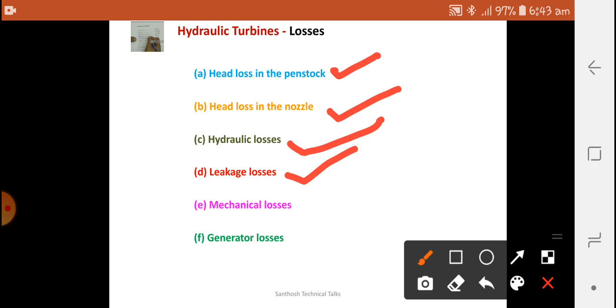After that, the turbine is a mechanical device which has rotating parts. Therefore, rotational friction comes into the picture, which is called mechanical losses. And generally, not all the rotation in the generator is converted into electrical energy, since only 40 or 50 percent of the rotational mechanical energy is converted into electrical energy. Another loss is called generator loss.